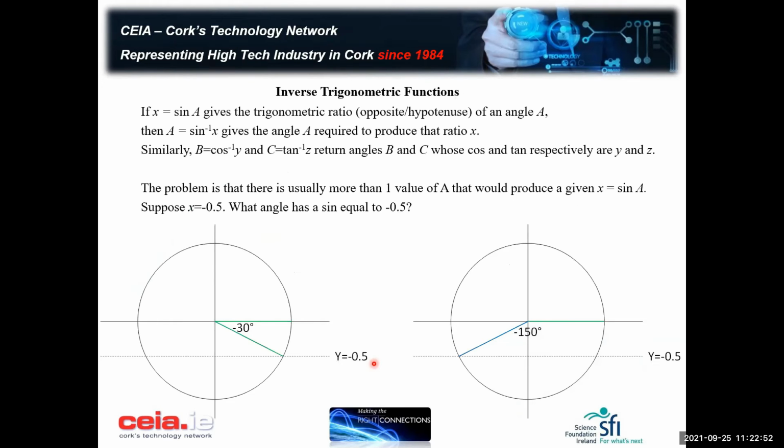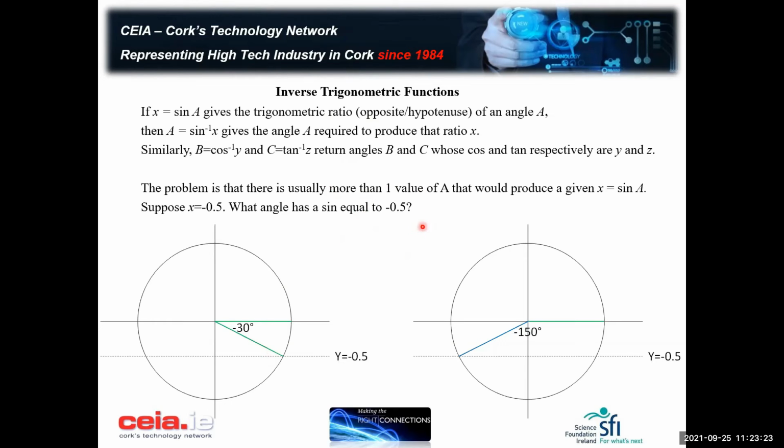Okay, inverse trig functions. You can look at a trig function, sine, cosine, or tan, as taking an angle and working out a ratio, a number that corresponds to that angle. The inverse of those functions goes the other way. It gives you the ratio, gives you a number, and asks you to produce the angle which would have that ratio.